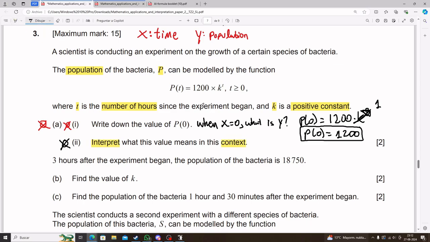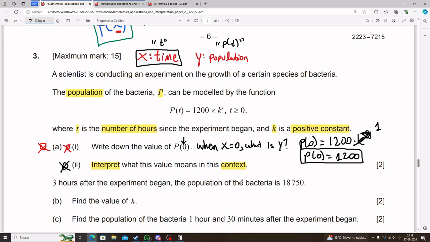Now, first of all, I will mention that this is a classic. They love asking when x is 0, what is y, and what does it mean? I've seen this a lot in IB exams, so focus on the approach. The first thing is really consider, here I plugged in x equals 0, and my x is time. So when time is 0, what does it mean? Well, time in this context is number of hours since the experiment began. So if x equals 0, that means that my experiment hasn't begun yet.